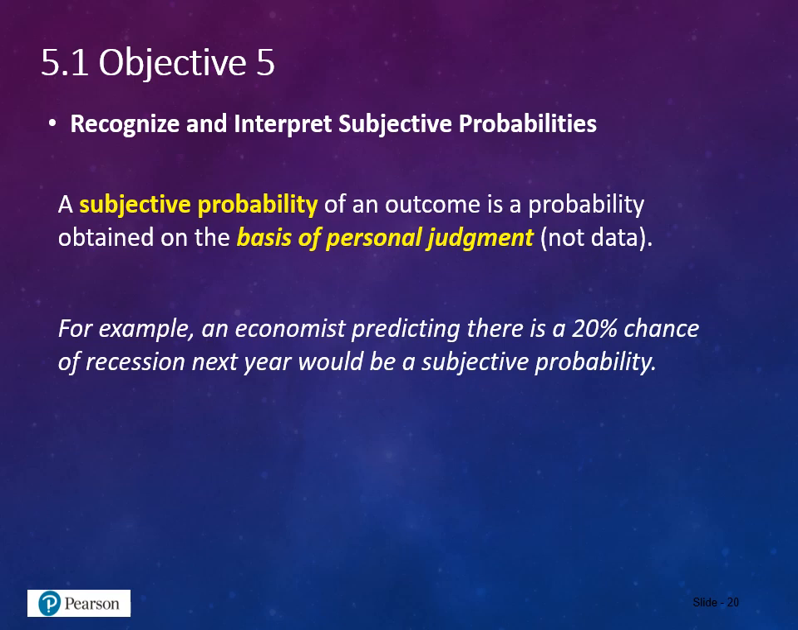Our last objective is to recognize and interpret subjective probabilities. A subjective probability of an outcome is a probability obtained on the basis of personal judgment, not data. So it's not really an official probability, okay? For an example, an economist predicting there is a 20% chance of recession next year would be a subjective probability. Okay, so this isn't a real probability.